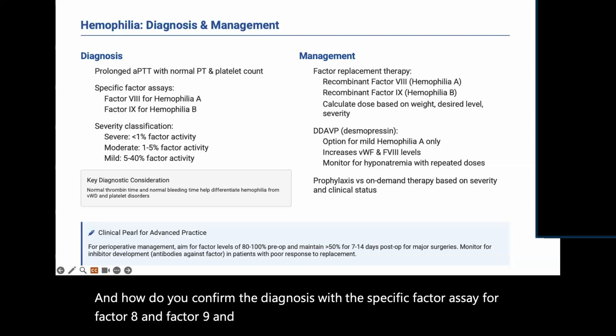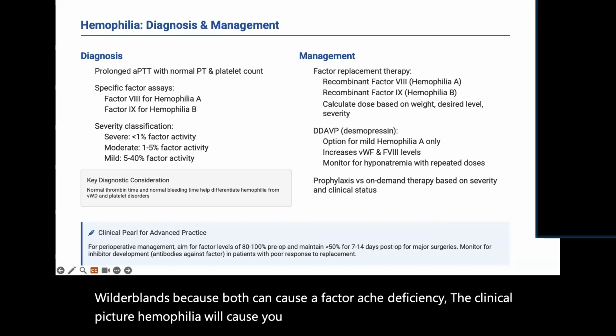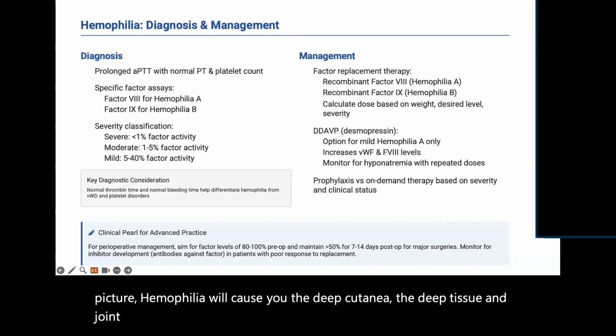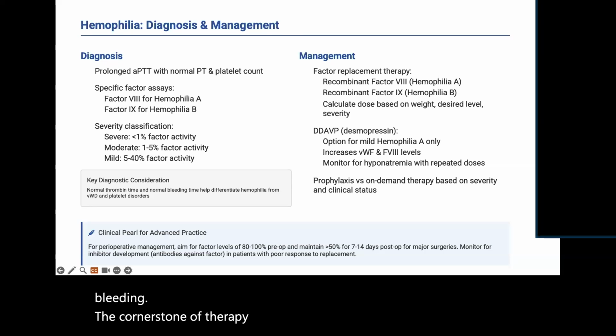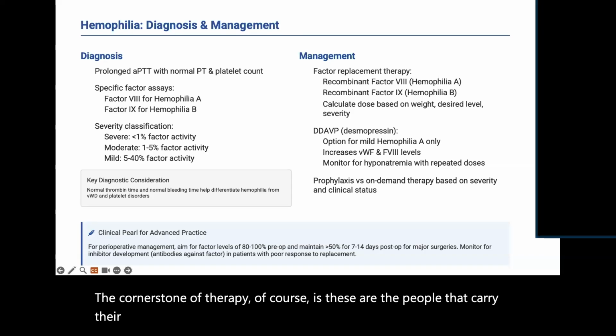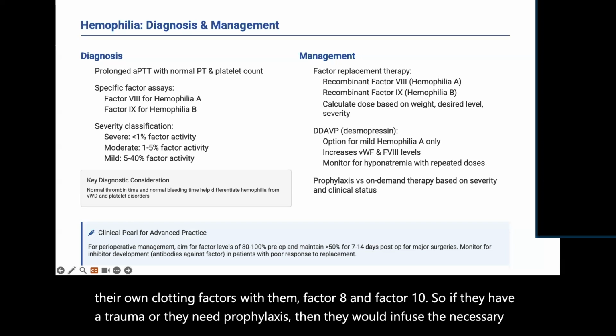And the way you distinguish hemophilia from von Willebrand's, because both can cause a factor 8 deficiency, is the clinical picture. Hemophilia will cause deep tissue and joint bleeding, where von Willebrand is usually localized to mucocutaneous bleeding. The cornerstone of therapy, of course, is that these are the people that carry their own clotting factors with them, factor 8 and factor 9. So if they have a trauma or they need prophylaxis, then they would infuse the necessary clotting factor.